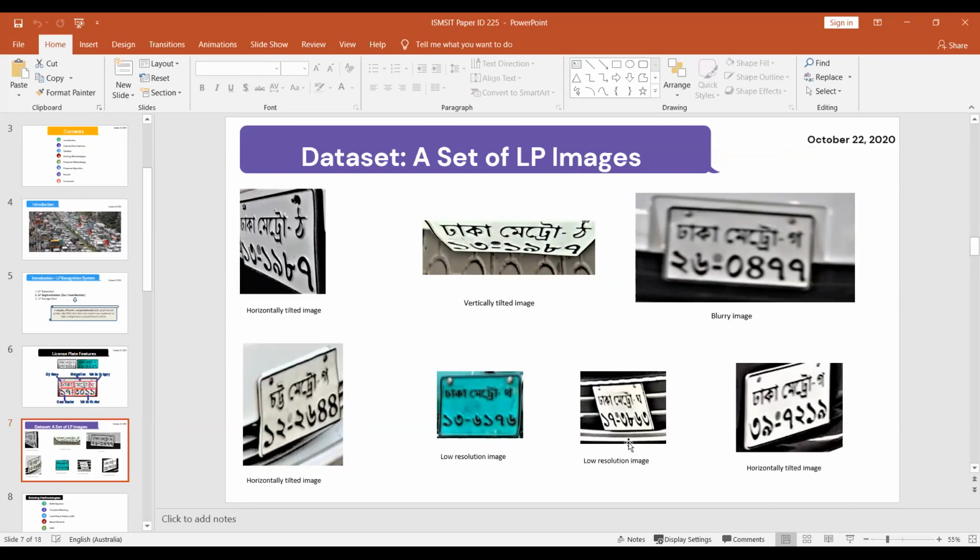It will be slightly tilted or rotated or in low resolution. Here we have some samples of the data set we created, and we collected 2,000 images for both public and private transport, in different scenarios, different lighting conditions and different tilted versions. These are some sample images from our data set.